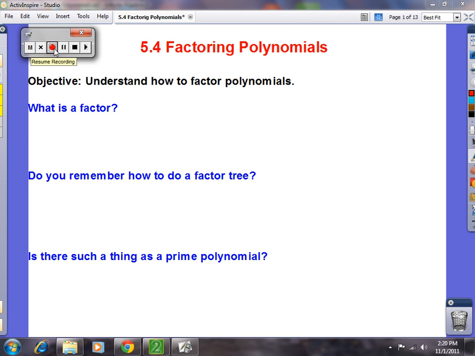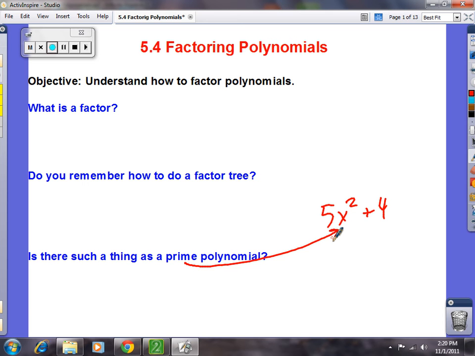Alright, Tyson, a prime polynomial could be like this: 5x squared plus 4. So this right here is a prime polynomial. Is there such a thing? Yes. What makes it prime? You can't break it down.